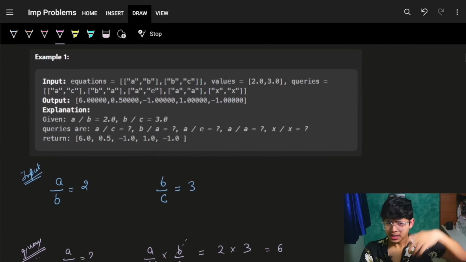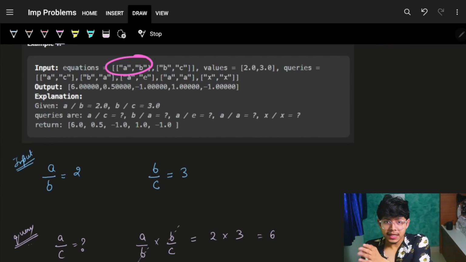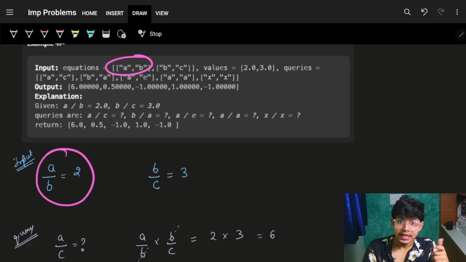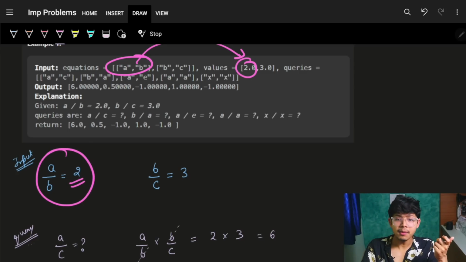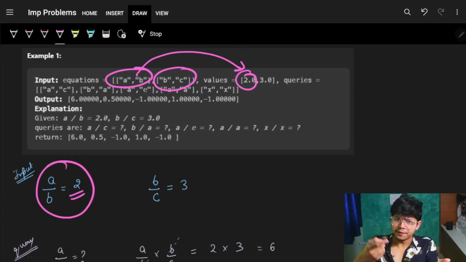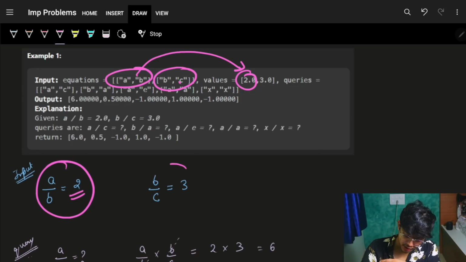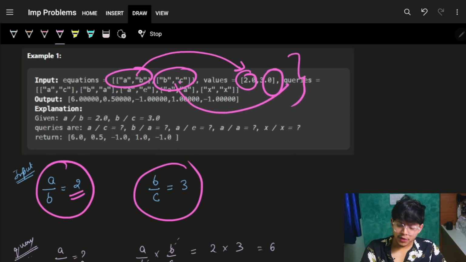Cool. Now we have the question, so let's see the example pretty quickly. We have these equations: A comma B is represented as A upon B. What is the value 2 here? 2 is the value of that corresponding AI comma BI. Then B comma C is B upon C, and its value is 3. So that is the input we have.